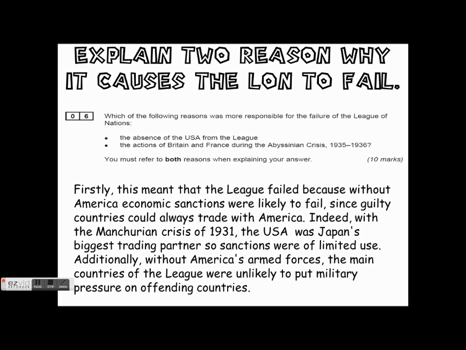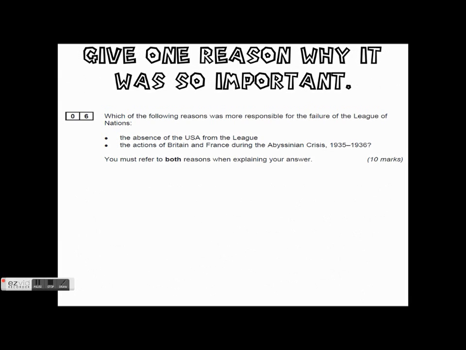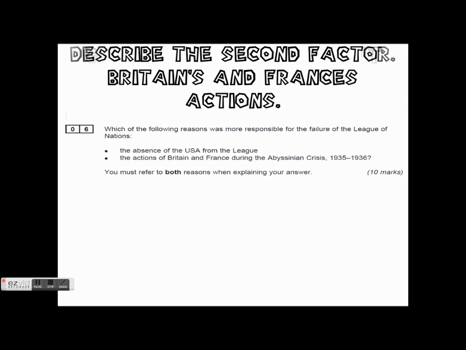Firstly, this meant the League failed because without America, economic sanctions were likely to fail, since guilty countries could always trade with America. Indeed, with the Manchurian crisis of 1931, the USA was Japan's biggest trading partner, so sanctions were of limited use. Additionally, without America's armed forces, the main countries of the League were unlikely to put military pressure on offending countries. The next step, you're going to give 1 reason why it was so important. Press pause, have a go. Therefore, the absence of America meant the League of Nations had few powers of enforcement.